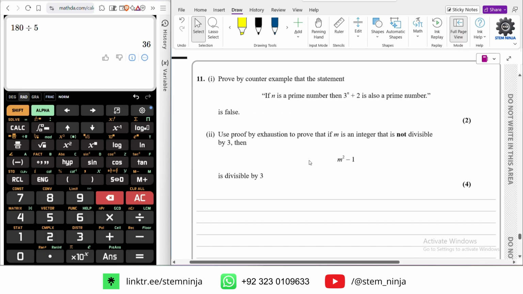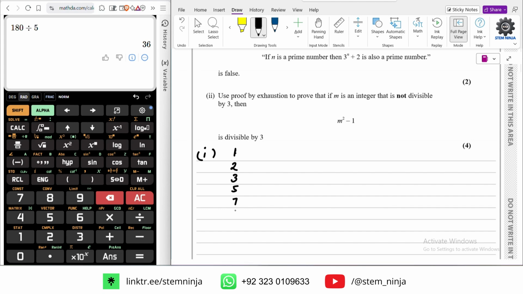Prove by counterexample that the statement "if n is a prime number, then 3^n plus 2 is also a prime number" is false. Okay, so basically we just need one example where this does not hold. So we can start with n as prime numbers, so primes: 1, 2, 3, 5, 7, then 8, 9, 10, 11.